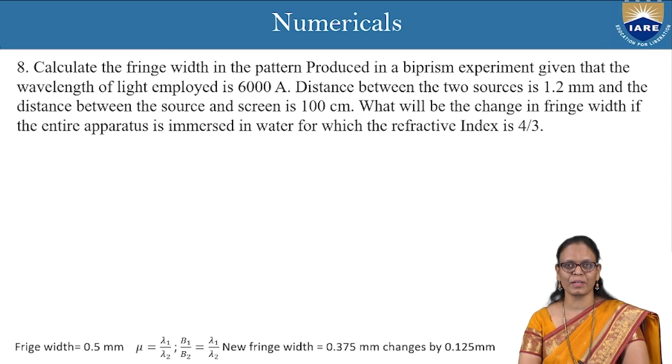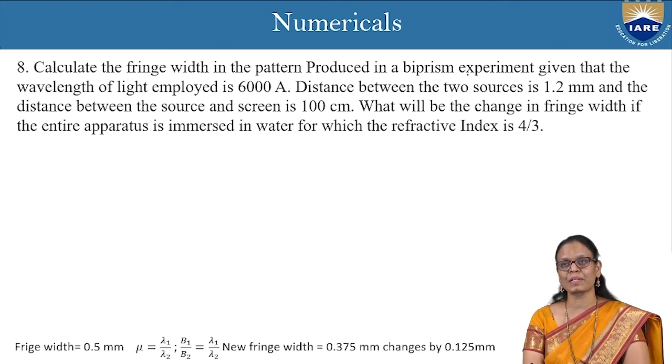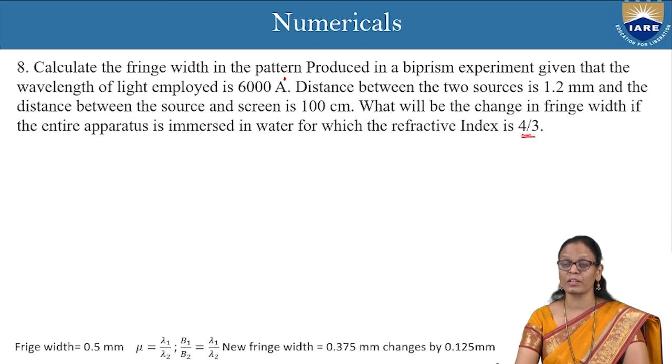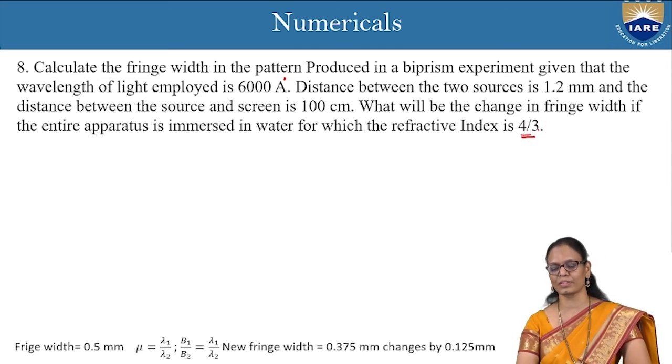Now another important numerical. Calculate the fringe width in the pattern produced in a biprism experiment, given that the wavelength of light employed is 6000 angstrom and the distance between the two sources is 1.2 millimeter and the distance between the source and the screen is 100 centimeter. What will be the change in fringe width if the entire apparatus is immersed in water whose refractive index is 4 by 3? Sorry, 4 by 3, not 4.3, 4 upon 3.